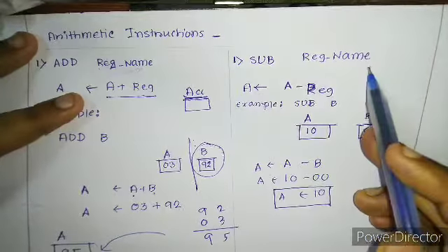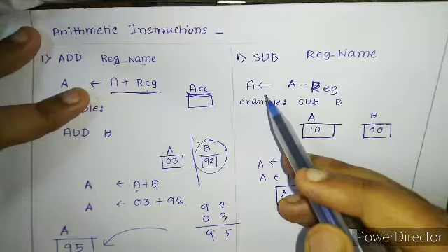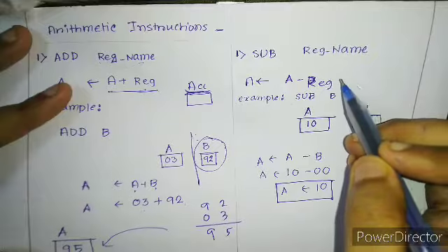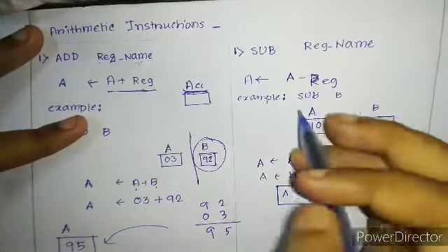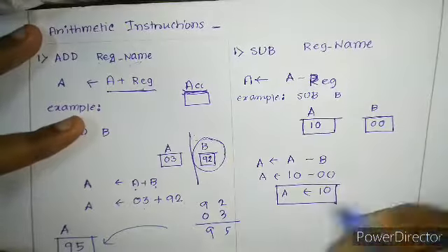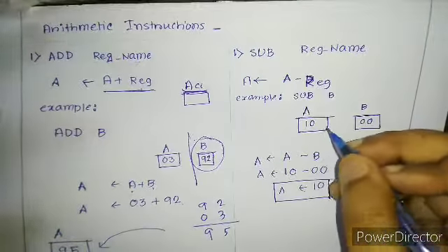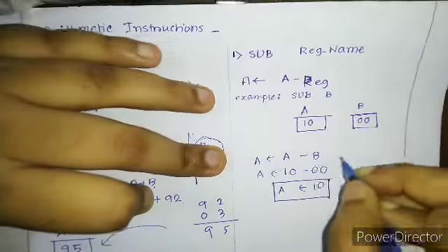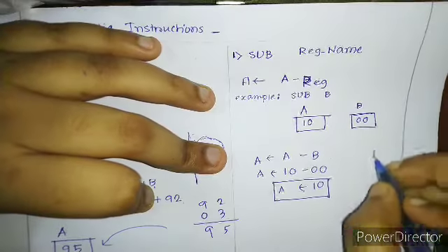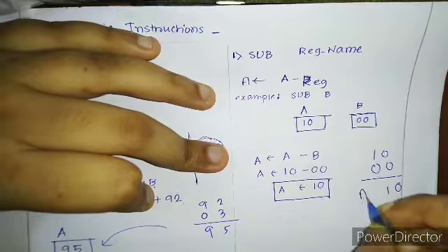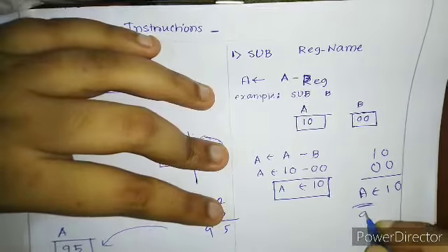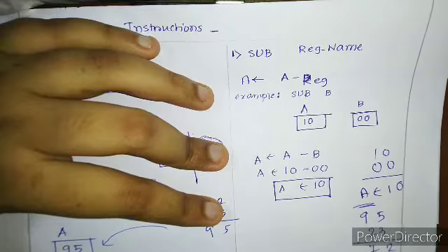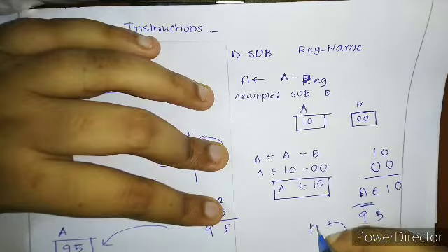Same goes with subtraction. SUB register name. So the operation behind it is that A will get the value of A minus the value in the mentioned register. For example, SUB B, SUB C, SUB D, SUB E, whatever you want. In A there was 10, and in B there is 00. So A will hold A minus B, it's 10 minus 00, it means 10. It will get stored here. You can take whatever you want, like 95 and 23, or 27, and the result will get stored in A.